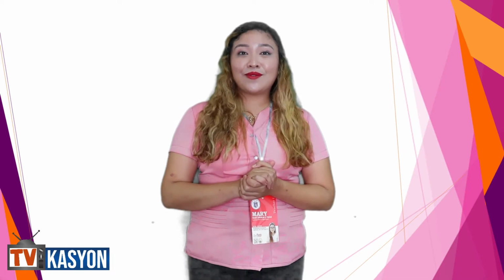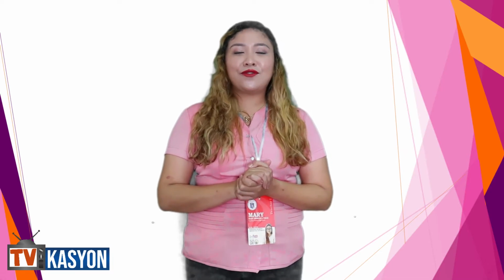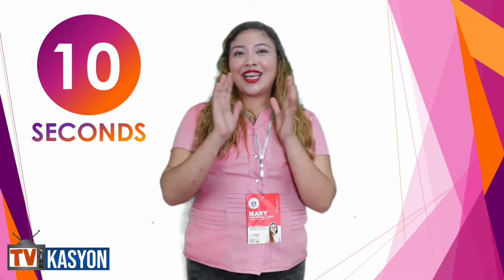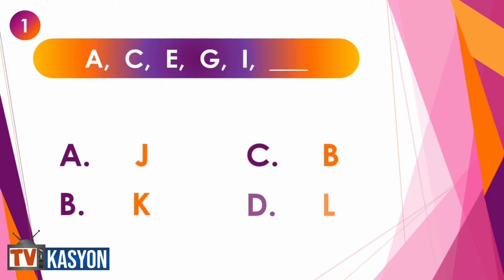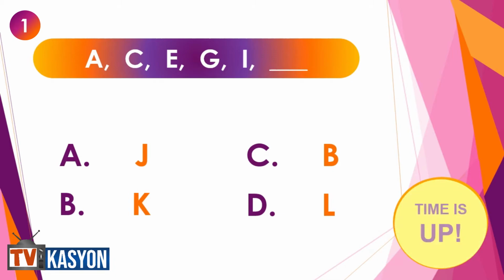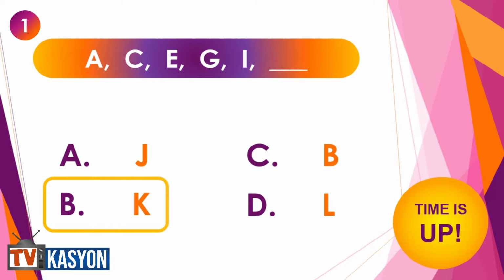To practice your skill from the lesson presented, I want you to answer the following. You have 10 seconds to answer each item. Number 1. Is letter B, K. Why K? Because you skipped 2 letters to obtain the next letter. Very good. Number 2.